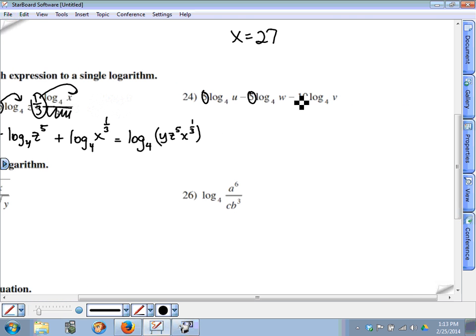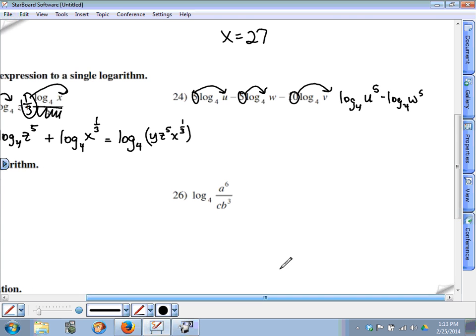Question 24, start the same. All of these numbers in front of the logarithm have to go back up as exponents. So this is going to be the log base 4 of u to the 5th minus log base 4 of w to the 5th minus log base 4 of v to the 10th.